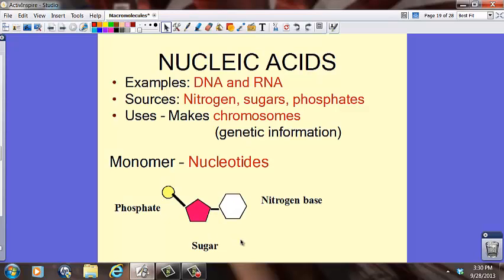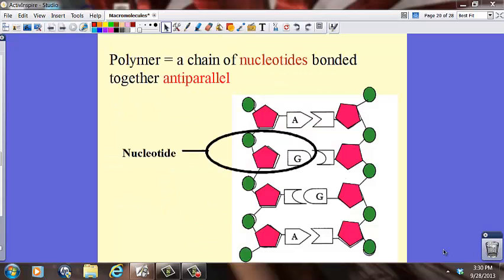If we're talking about DNA, that sugar would be deoxyribose, because that's actually what DNA is: deoxyribose nucleic acid. If we were talking about RNA, the sugar would just be ribose. And of course, the last part is a phosphate group, which I have here. So the polymer, of course, is the actual nucleic acid. So we would say that the polymer would be like DNA or RNA.